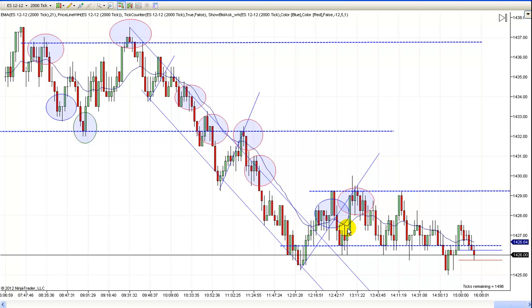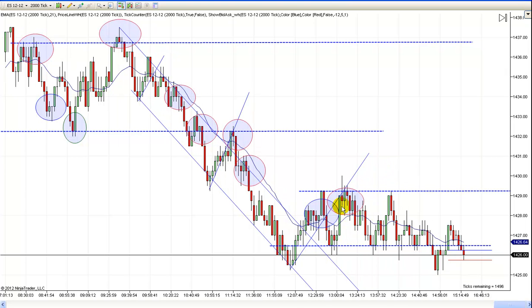There was actually a long right here, but I didn't mark this one because we got a lot of overlap. But you do have a trap right down here. So if you saw this and you took it, that's a pretty good trade. And it just fools everybody. And notice that I drew this trend line.